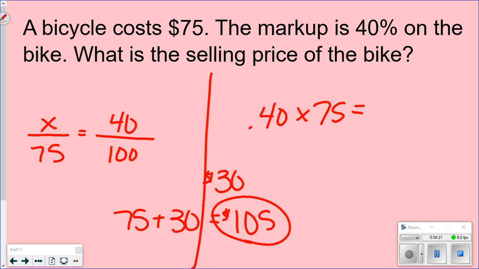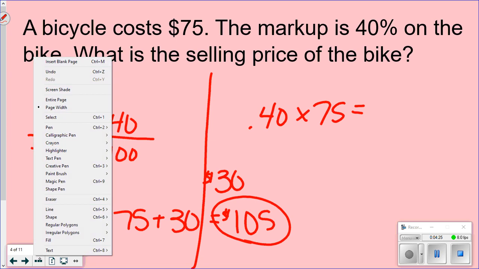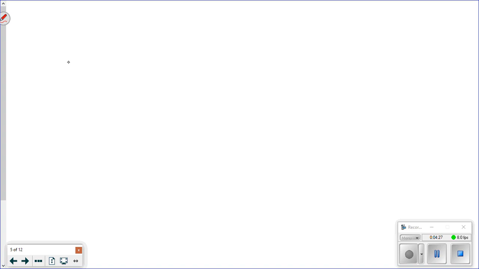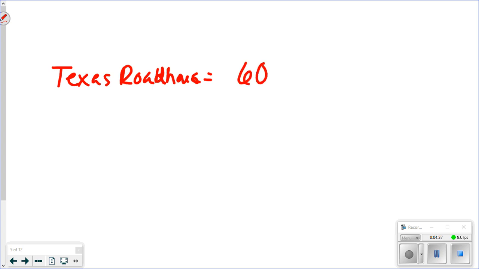Tax and tips are found the same way. Like a tip, I can make up a problem quick. If you go to eat at Texas Roadhouse, and your bill is $60, and you want to tip 20%. If you can remember, you could probably do this in your head.